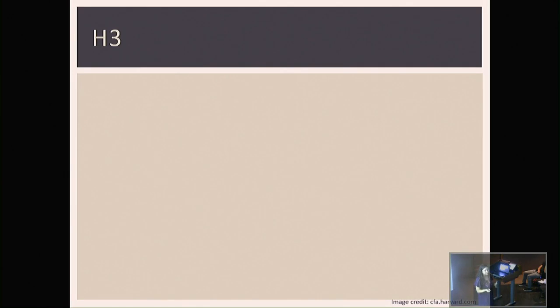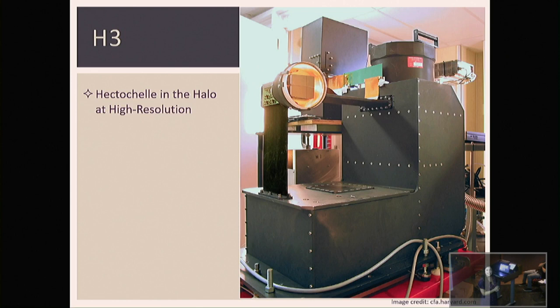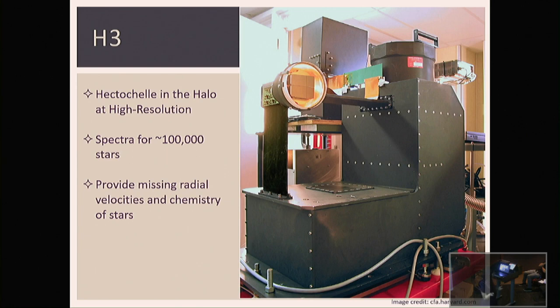So H3 is a survey being done by Professor Conroy's research group, and it stands for Hectochelle in the Halo at High Resolution. This is Hectochelle, the instrument, for which about 100,000 spectra are being obtained. And this spectra is going to obtain that missing radial velocity component, as well as the composition of these stars. And so this is going to really complement the Gaia data set and help us get a full picture of what these stars that make up the stellar halo are really like, the parameters for them.